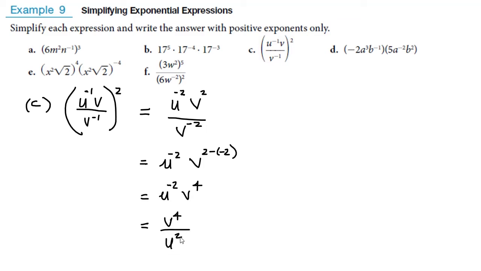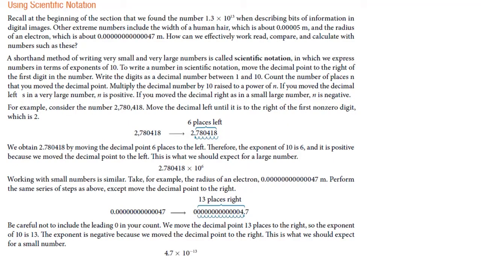Now I'll apply the negative quotient rule, so I have v to the power 4 all over u squared. Scientific notation is a way to write extremely large or extremely small numbers in a very specific way that we can express numbers in terms of the exponents or powers of 10. So the first example is, how do we write a very large number?